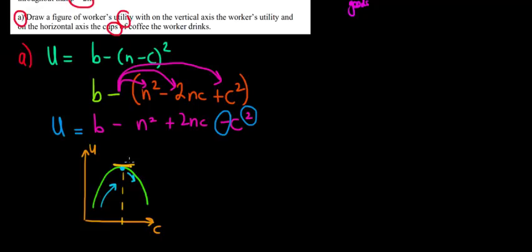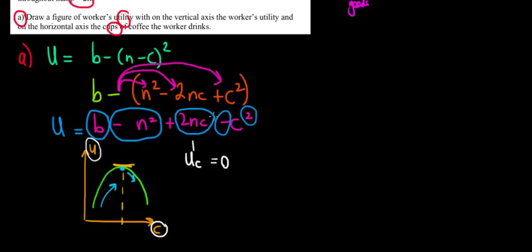This is how it looks on a graph, but just for the sake of the math, let's finish this off real fast by taking the derivative of the utility function with respect to coffee, where it is equal to 0. It's a flat slope. So the derivative of utility with respect to coffee equals 0. N squared is a constant, its derivative with respect to c is 0. 2n times c, derivative with respect to c is just 2n, minus c squared, derivative with respect to c is just 2c, equals 0.